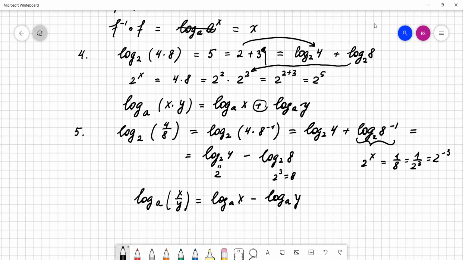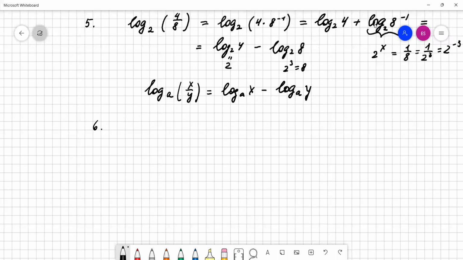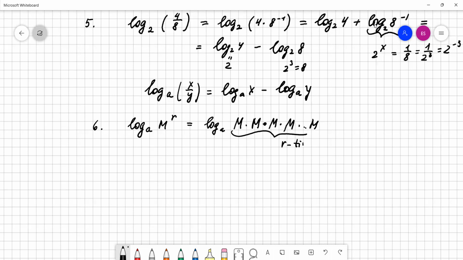Okay, so 1, 2, 3. Next property is property number 6. Property number 6 is what is going to happen if you have logarithm with base a of some number m to the power of r. How is it going to work? Well, I'm going to actually use the previous formula to do it. Let's imagine that r is a natural number, like 2 or 5. Then what are we going to have? We're going to have logarithm with base a of m multiplied by m multiplied by m, and multiplied by m, r times, right?